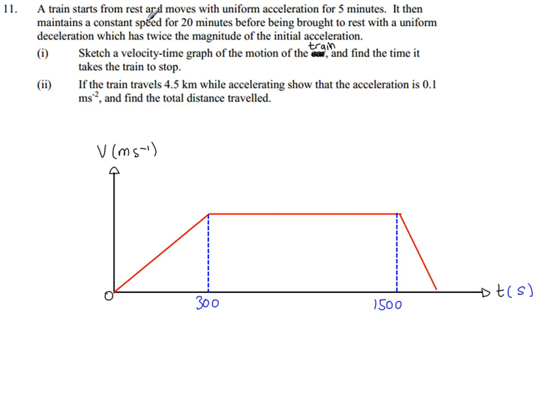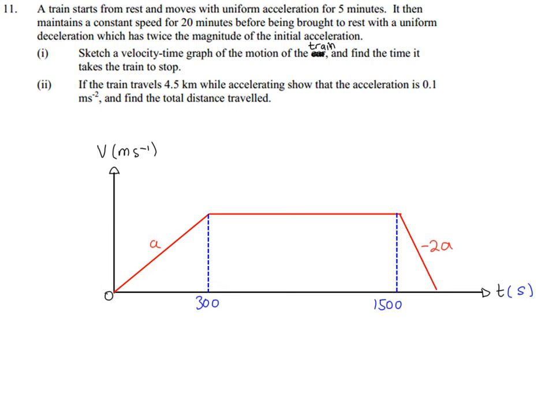It then maintains a constant speed for 20 minutes, so 20 minutes times 60, 1,200 seconds. So that's the duration for this part, 1,200. So 1,200 plus this 300 gives us 1,500 here. And then the train decelerates, but the magnitude of the deceleration, it says it's twice of the initial acceleration. So if the acceleration here was a, then this is going to be 2 times that, but we can see that the gradient's negative here for the deceleration part, so we've got to put a minus there.